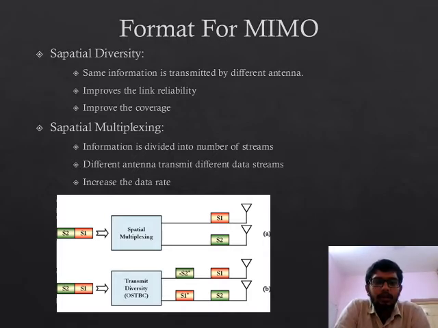In this, information is divided into a number of streams, and different streams arrive at a receiver in different time slots. Different antennas transmit different data streams, and this increases the data rate.